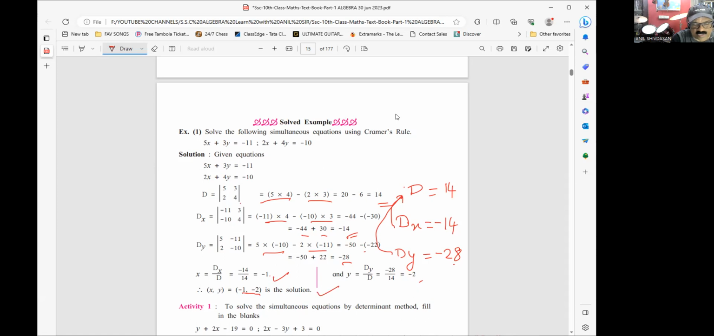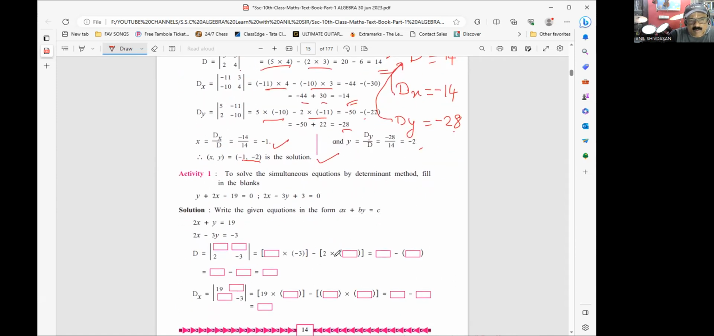This is the solution of this. This method is called Cramer's method. So you need to find D first, then Dx, and then Dy. Then x will be Dx upon D, and y will be Dy upon D, and you will get the answer of that.